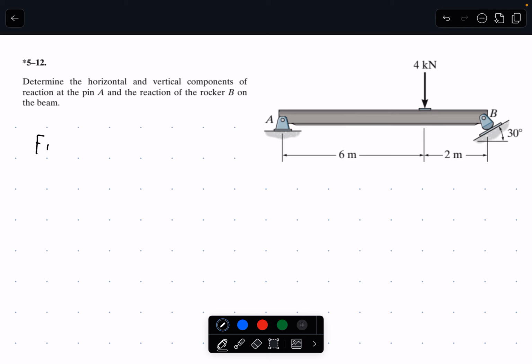Okay, let's start with the find variable. All I can do is just to stay organized. We're looking for the horizontal component at A and the vertical component as well, and the normal reaction at B. So label that NB.